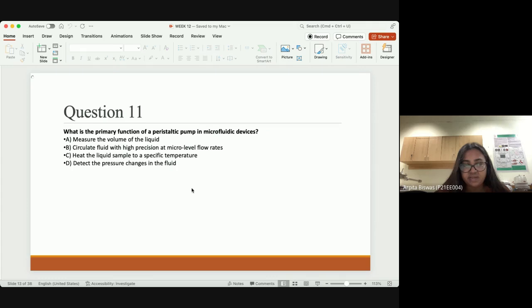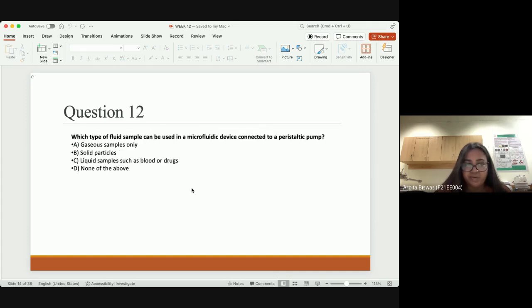So option B is the right option. Circulate the fluid with high precision at micro level flow rate. Next, move to question number 12.